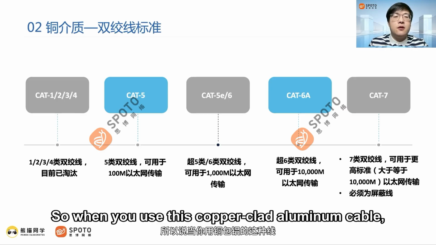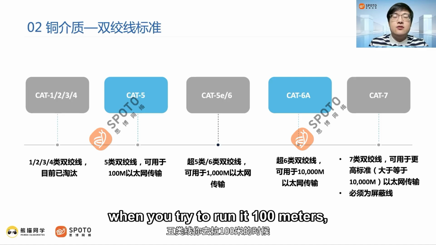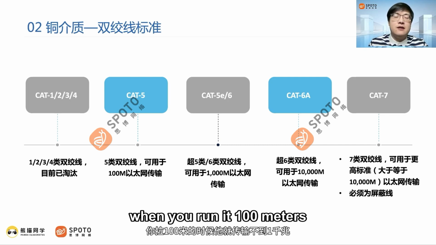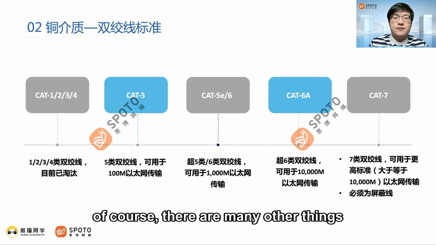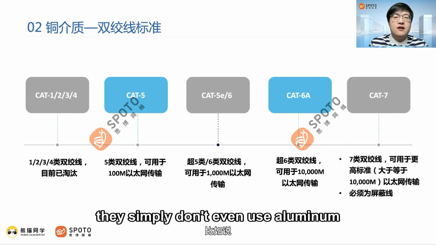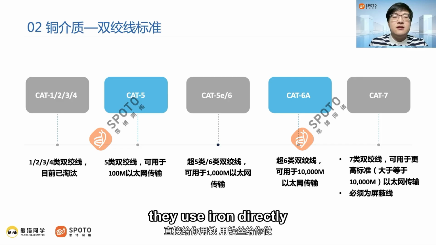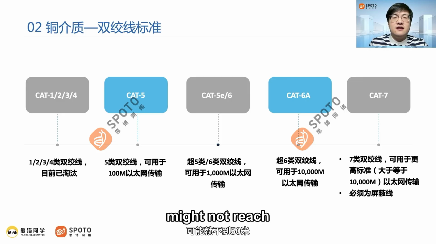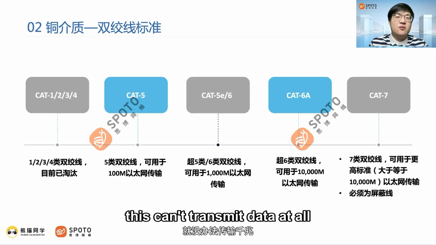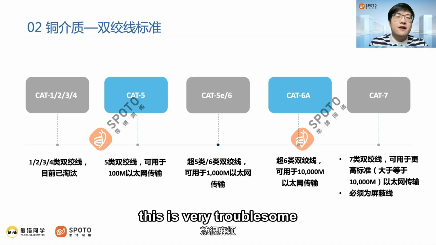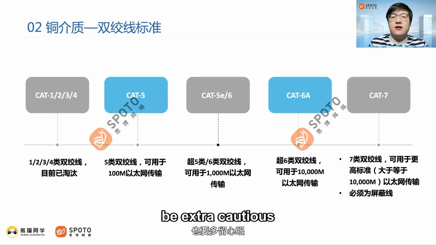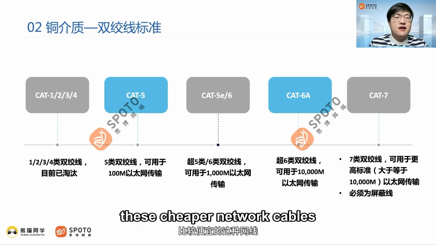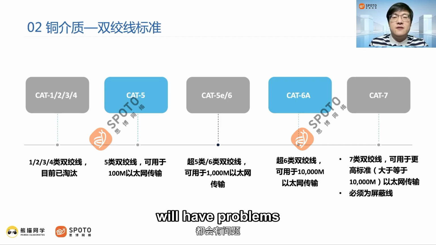So when you use this copper-clad aluminum cable, Cat 5, when you try to run it at 100 meters, you'll find it may not transmit at 100 Mbps, or Cat 5e, when you run it at 100 meters, it won't transmit at 1000. Of course, there are many other things. They don't even use aluminum, they use iron wire. Then the resistance is even higher, and this might not reach 50 meters. This can't transmit data at all. This is very troublesome. So when purchasing these network cables, be extra cautious. Don't be cheap and buy these cheaper network cables. Generally speaking, these cheap network cables will have problems.